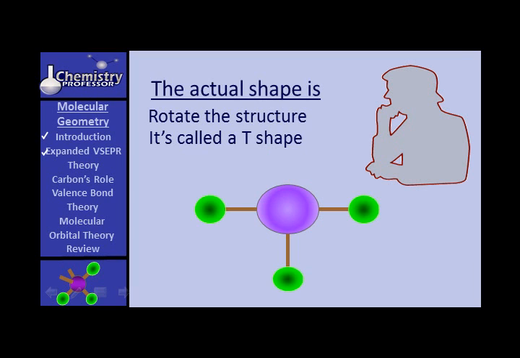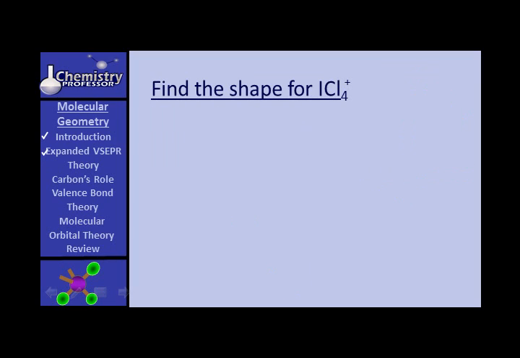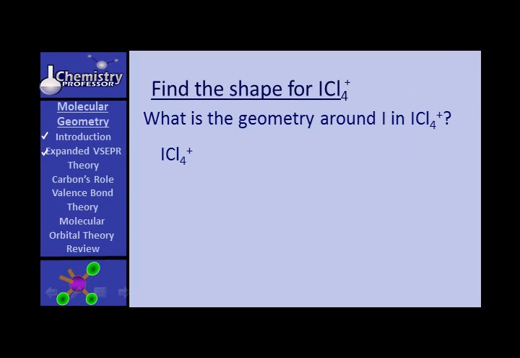Now, here's a thought question for you. What stabilizes that shape? What makes it hold that position instead of shifting those chlorines as far apart as possible? Along that same line, let's find the shape for ICl4. Now, what's the geometry around iodine in ICl4 with a plus charge? Figure it out.